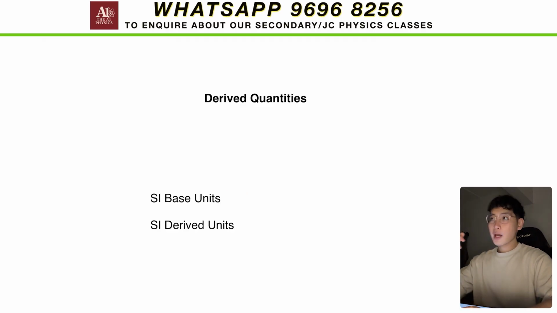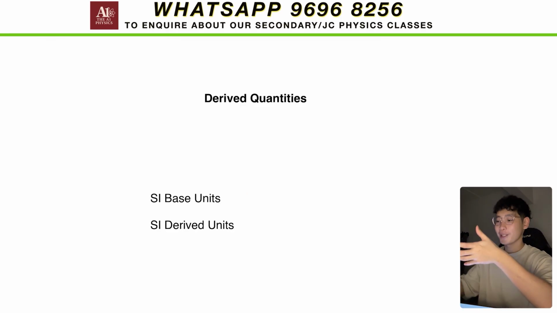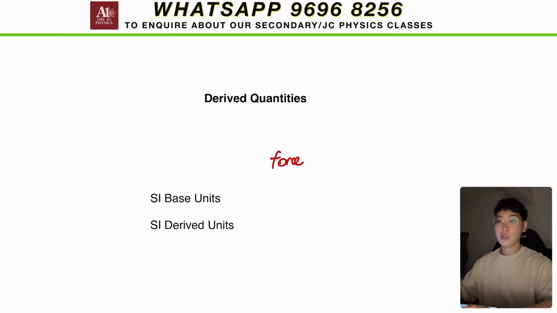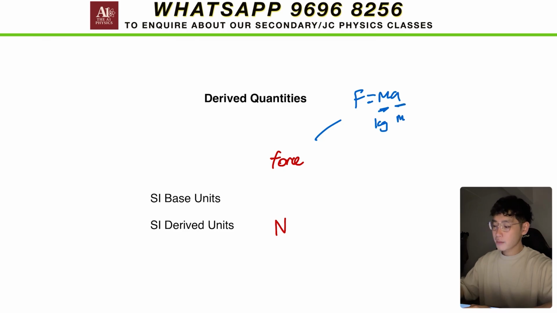Right, derived quantities are basically quantities that are derived from a combination of base quantities. So for example, force. The unit for force we know is Newton, right? So we say that the derived unit is Newton. But actually we know that force is just F equals to ma, right? The unit for mass is kg, and the unit for acceleration is meter per second square.